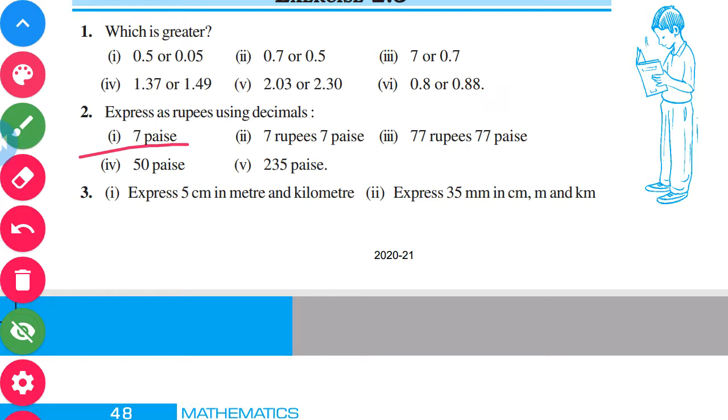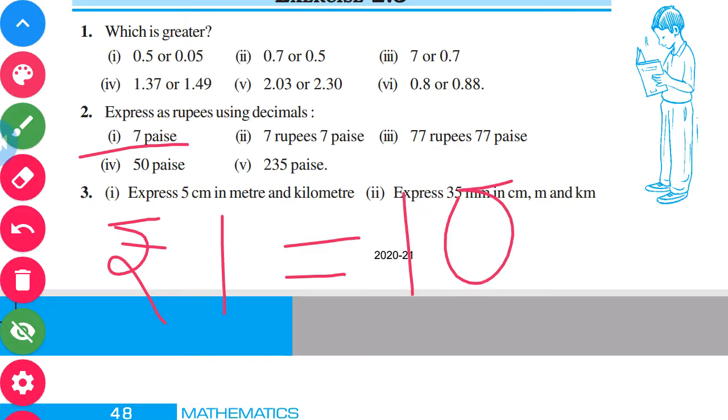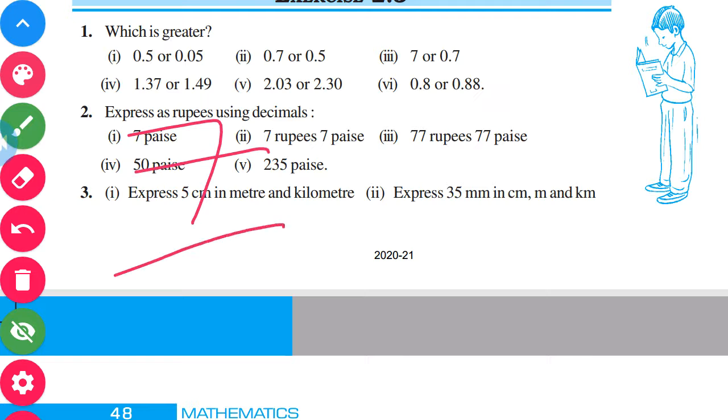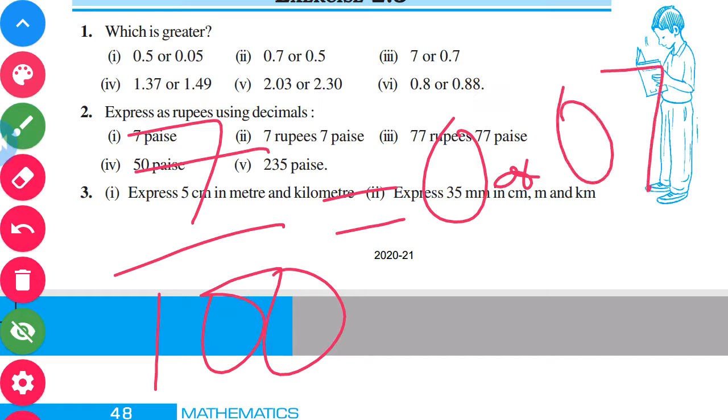7 paisa. Before that, tell me, 1 rupee is equal to how much paisa? If I am not wrong, it is 100 paisa. The same thing, if it is 7 paisa, I have to convert it into rupees. So 100 paisa goes to 1 rupee, so 7 paisa is nothing but 7 divided by 100, which will give you 0.07 rupees. This is how you convert into rupees using decimals.